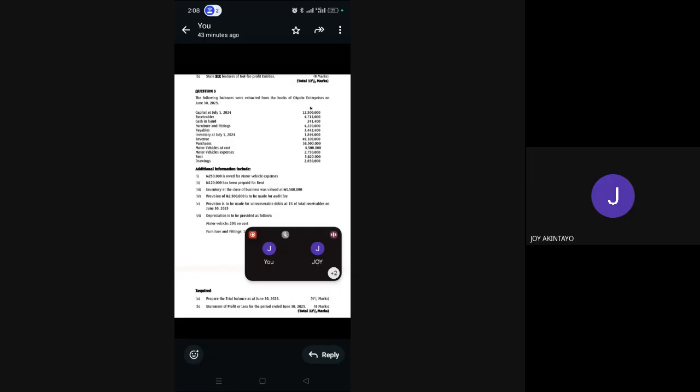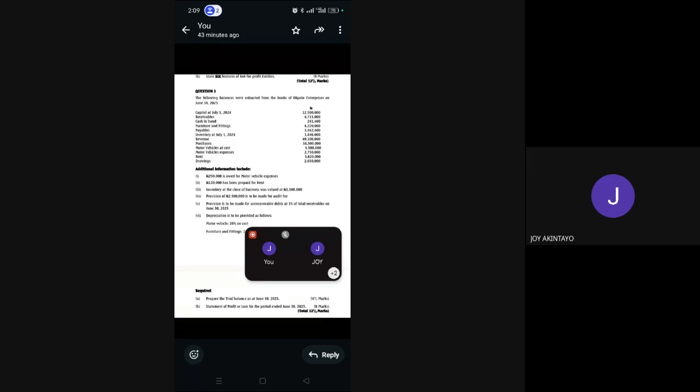Motor vehicle expenses is an expense. So we are putting it under which side? We are putting it under the debit side. Which side? Debit side. How much? That's 2,750,123.